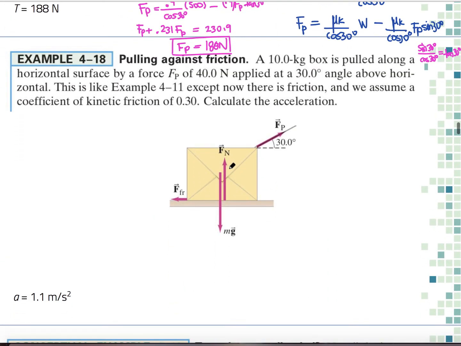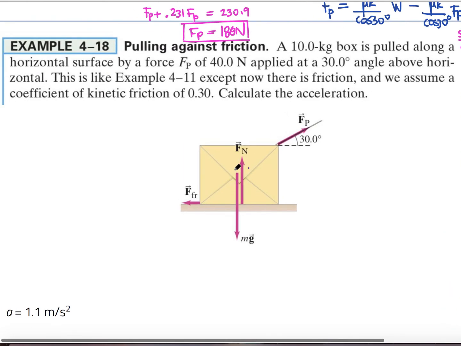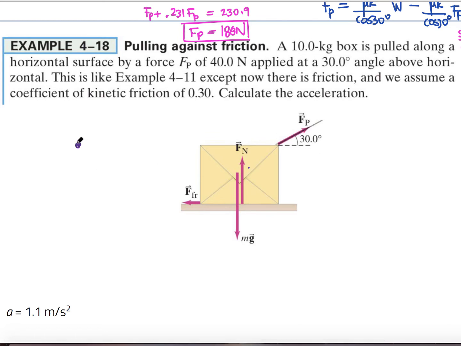Okay, now we're moving on to a situation where there is some acceleration. So what's going on? Well, let's redraw our free body diagram just so we are 100% sure. So here is my box. I have mg acting downward. I have a normal force acting upward. I have a pulling force, again acting at 30 degrees. And then I have a force of friction in this direction.